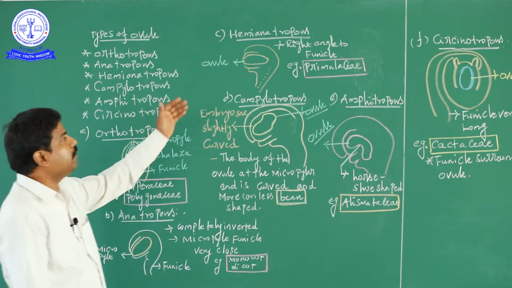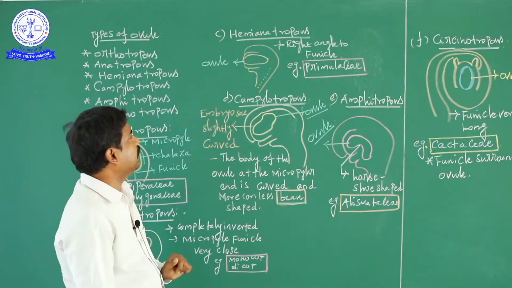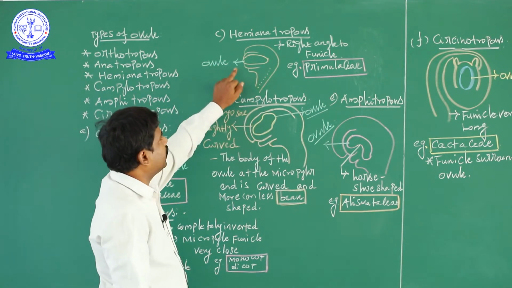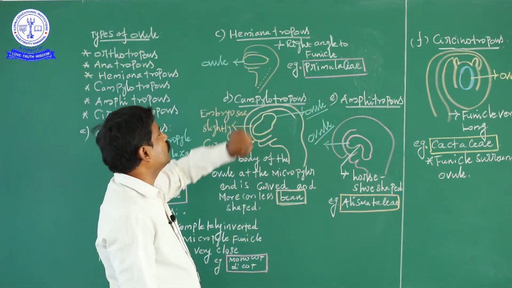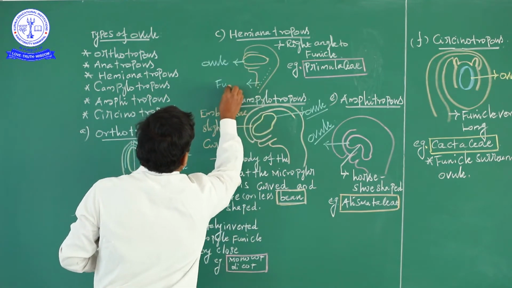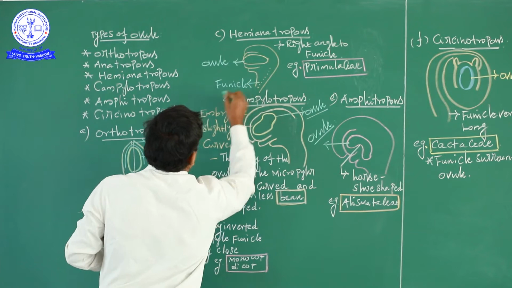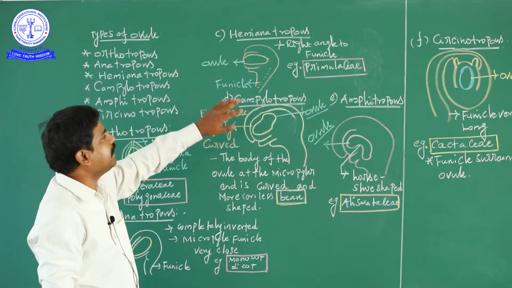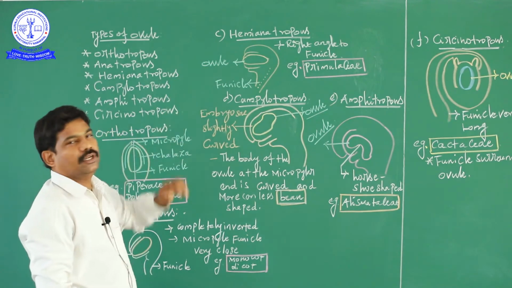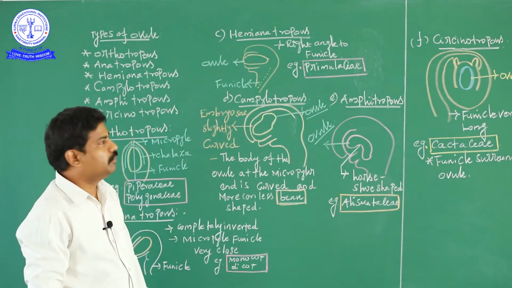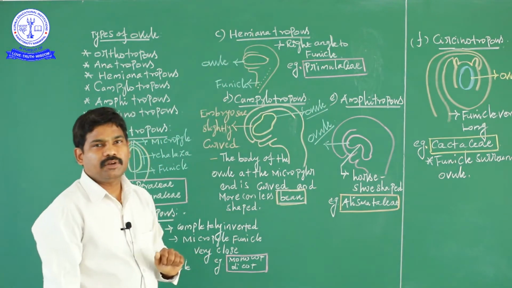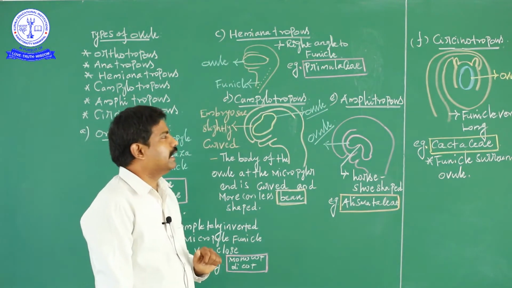And then the hemianatropous ovule. In the hemianatropous ovule, the ovule is present at a right angle to the funicle. That is called the hemianatropous ovule. The best example is the Primulaceae plant family.